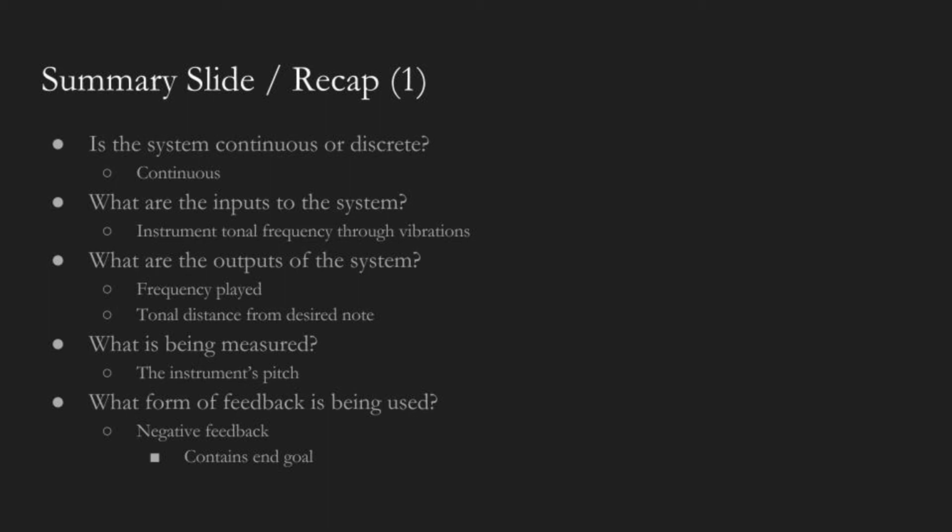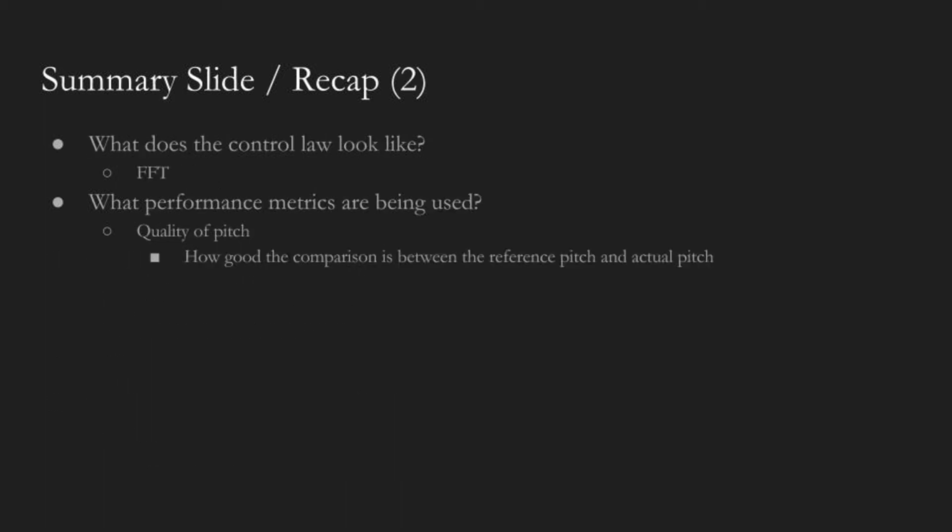What form of feedback is being used? A negative form of feedback is being used because there is an end goal of eventually converging onto the right note. In other words, the process is goal-oriented. What does the control law look like? The control law is based off of the fast Fourier transform algorithm, or FFT for short.